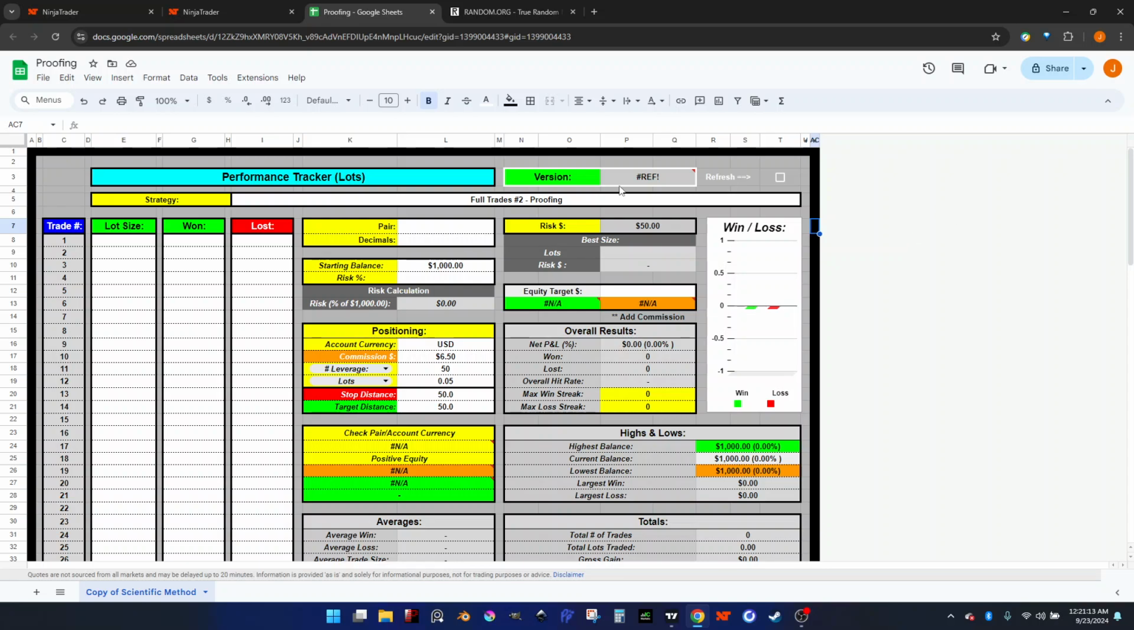So what I've got here is a performance tracker calculator. It's one I've created, talked about in one of my previous videos. We're going to use that today as we go through this sort of scientific experiment.